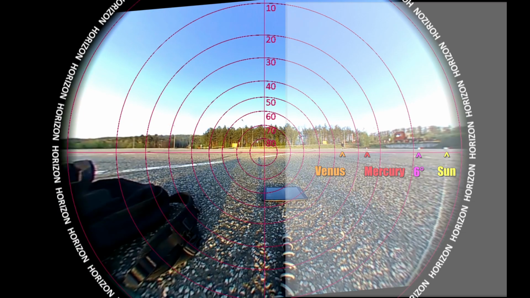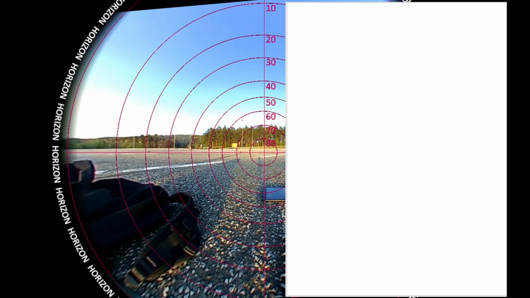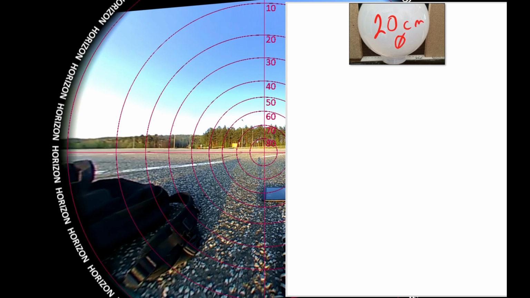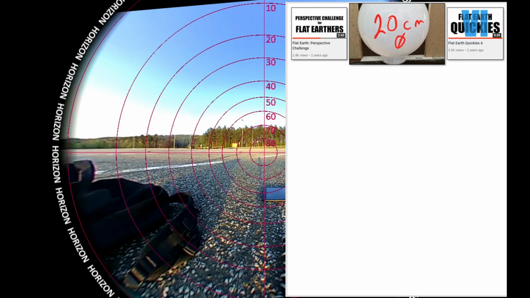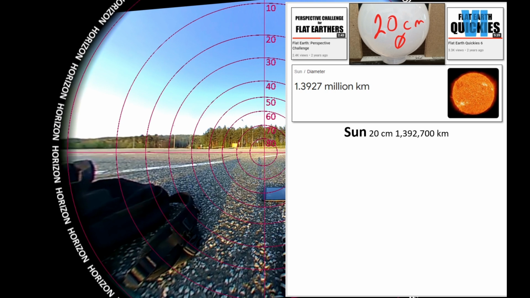Okay, so let me tell you what I have set up here. Many will remember this sphere that I used in Quickie 6 for the perspective test. The diameter is 19.6 centimeters. Round that up, and we'll make it 20 centimeters. Here's the stated diameter of the sun. So yes, using those numbers, we are also testing the globe model.